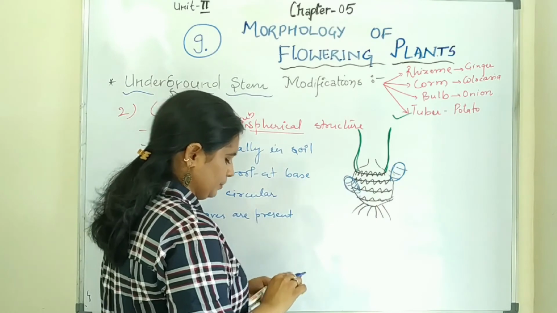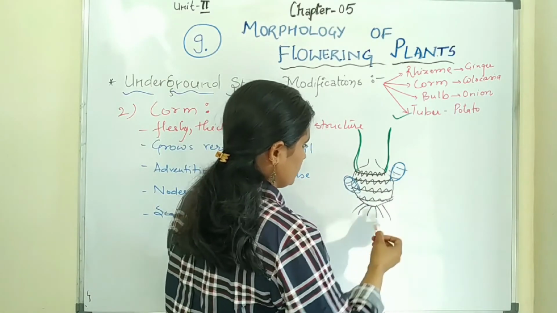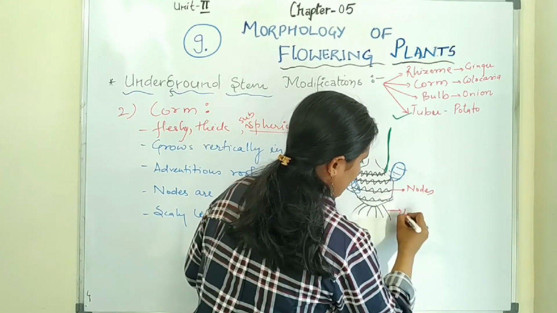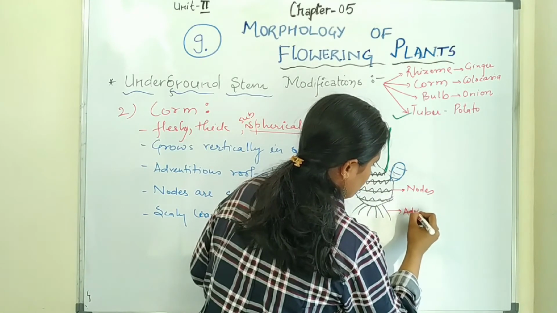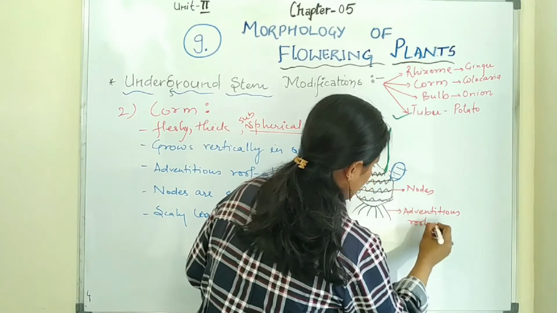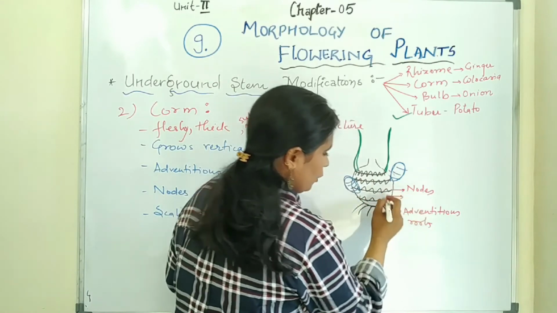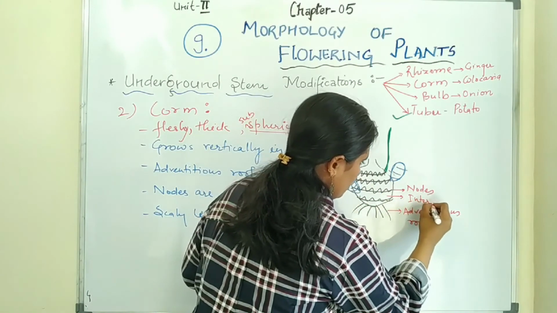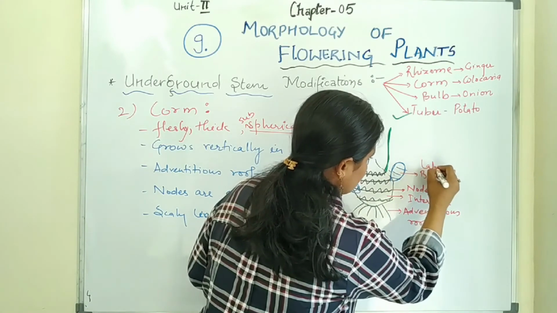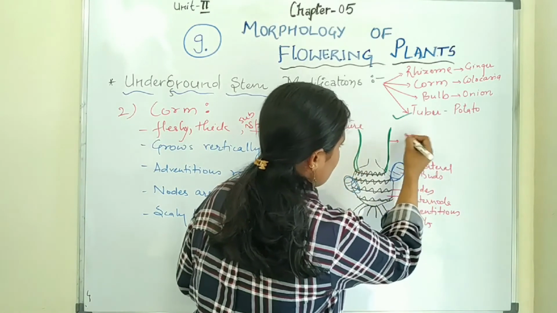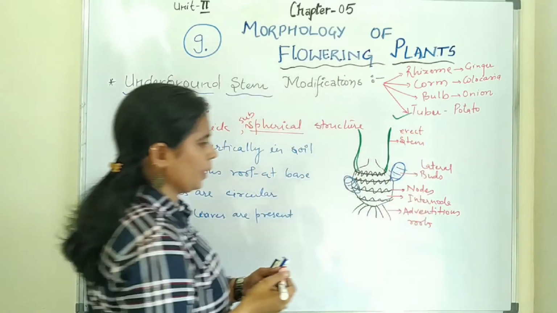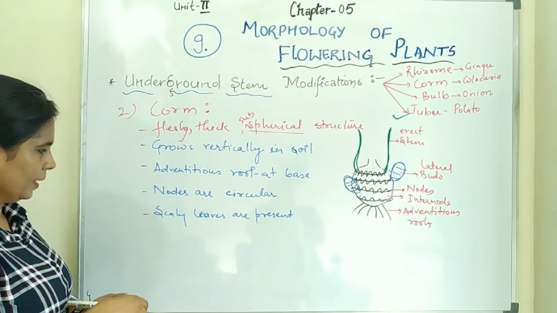So let me label it. First is nodes, adventitious root, between two nodes you will see internode, and these are buds, lateral buds, and the stem, erect stem. Okay, so this is the labeling.